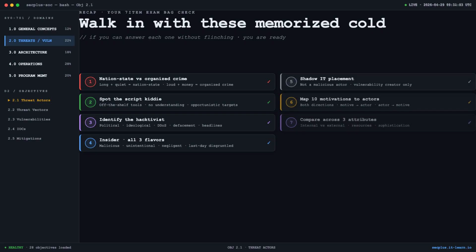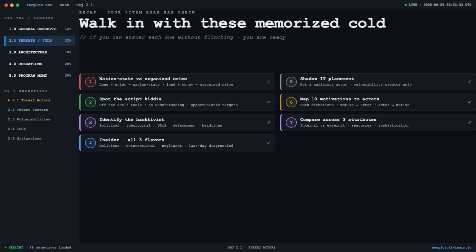4. Can you spot the insider, all three flavors, and remember the disgruntled employee on last day scenario? 5. Can you place shadow IT as not a malicious actor, but a vulnerability creator? 6. Can you map the 10 motivations back to actors? 7. Can you compare actors across the three attributes, internal versus external, resources, sophistication? If you can do all 7 of those without flinching, you are ready for the actor questions.